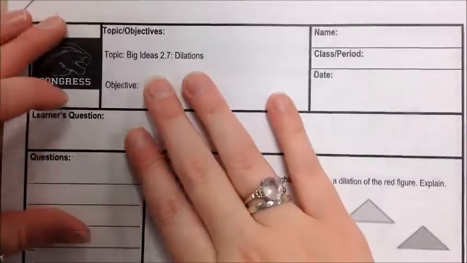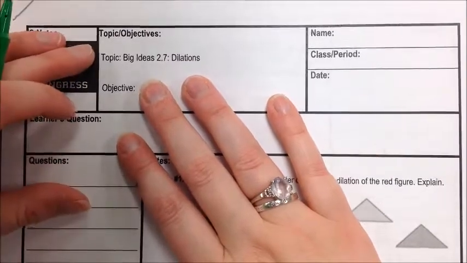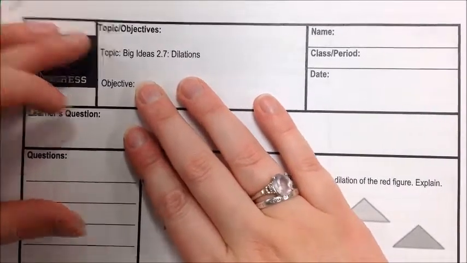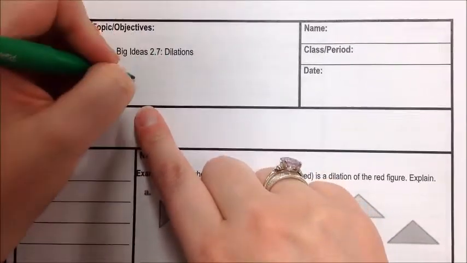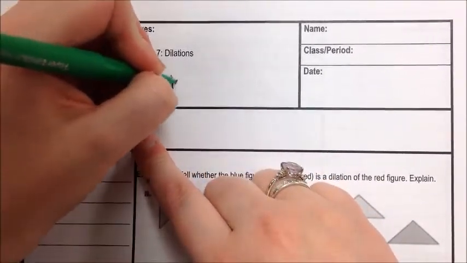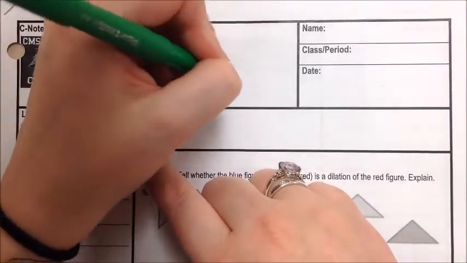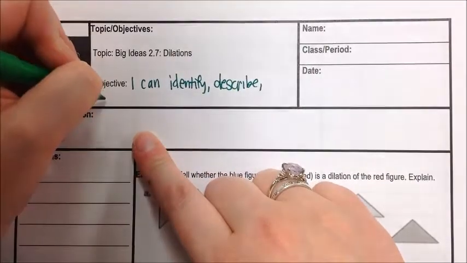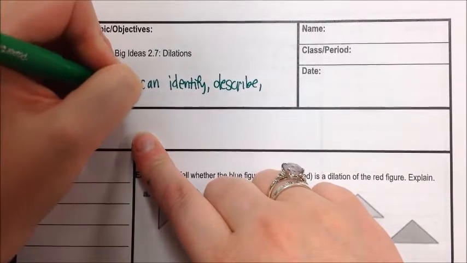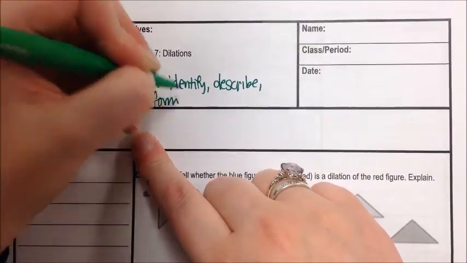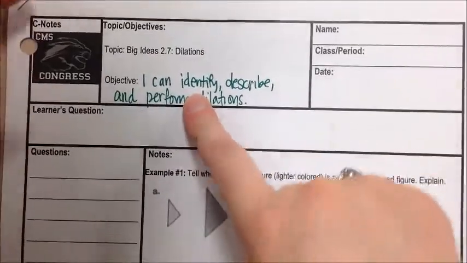Okay, so today we are moving on to dilation. So we talked about similar figures, and dilations often produce, or always produce, similar figures. Okay, so our objective is: I can identify, describe, and perform dilations. So you're going to be able to decide if it is a dilation.